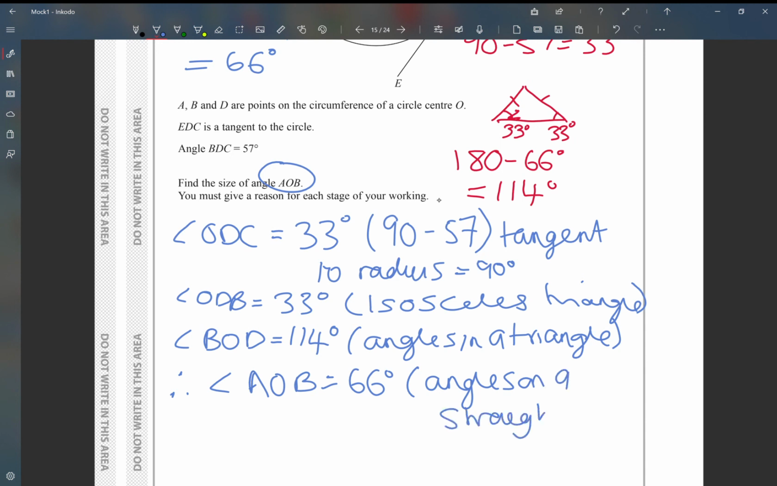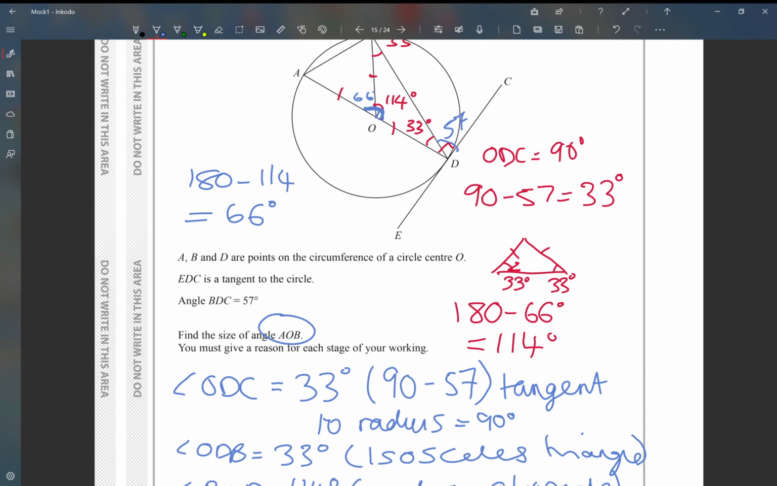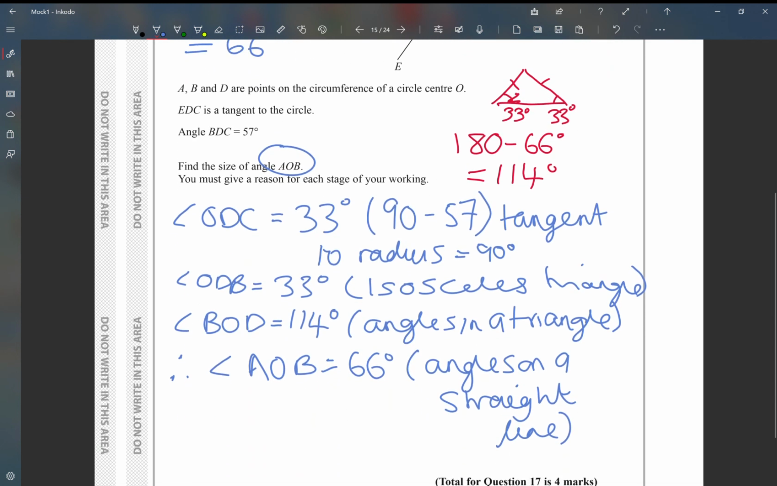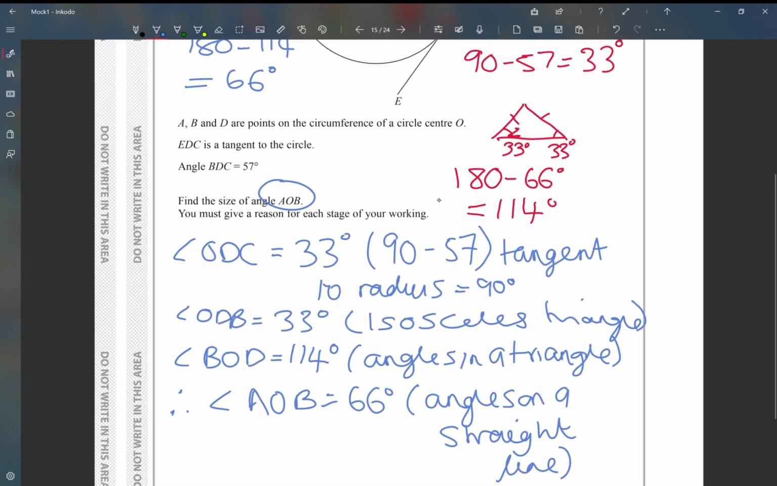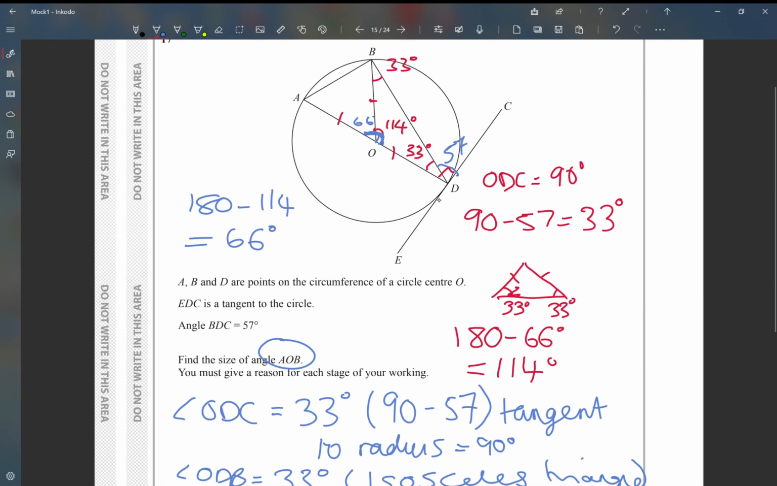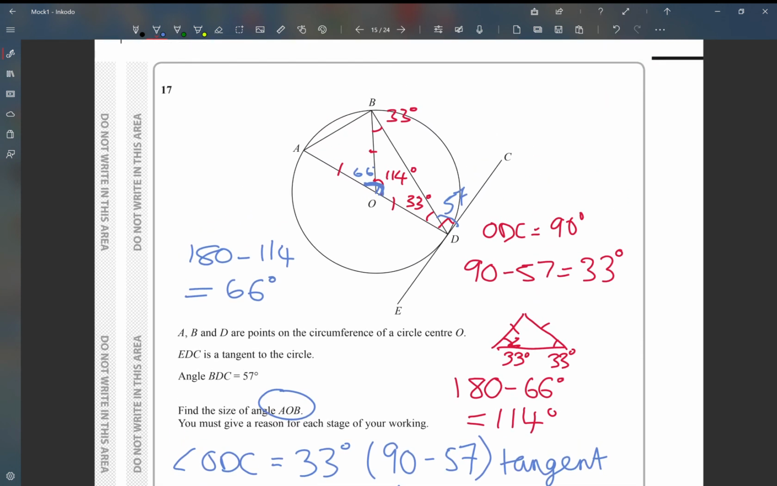There is more than one way of getting to the answer of that. Just make sure you're showing it as a bit of a journey. If they're finding an angle, I always work out that angle first and then work towards it. That's kind of how I would do it. And I said there's many ways you can write this out. That would be sufficient for this question. Okay, thank you for listening.